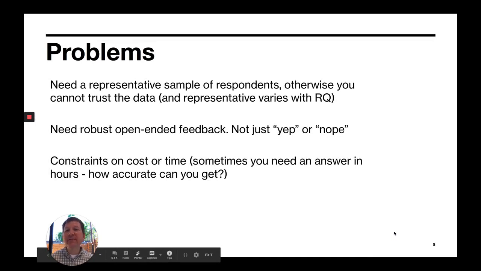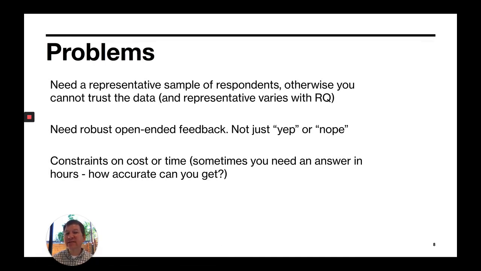So the main problems are that when you do this kind of research, you need a representative sample of respondents. If everybody you get is 18 to 24 and male and living in the Northeast, you're going to get data that you can't trust, right? So you need to have a representative sample of the broader population.